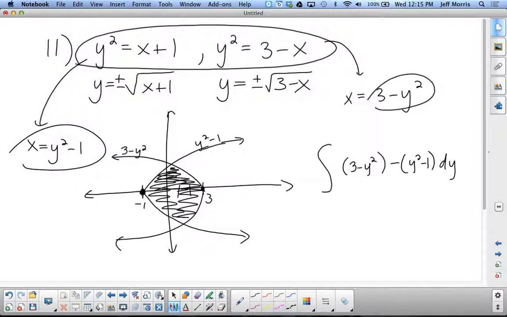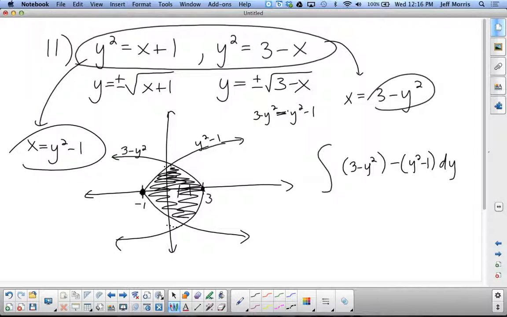Now here's the deal. Usually these limits of integration are in terms of x, so you would be wrong if you put -1 to 3, because we're going in terms of y. Everything's in terms of y, so we need to figure out what this is to here. This one works out really nice because it's not a calculator. You just set them equal to each other. So I'm going to take 3 minus y squared and set it equal to y squared minus 1.